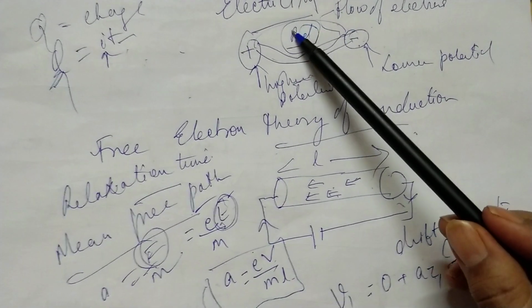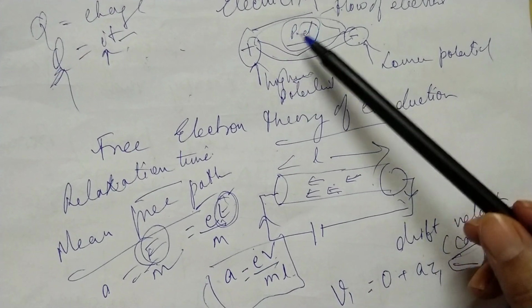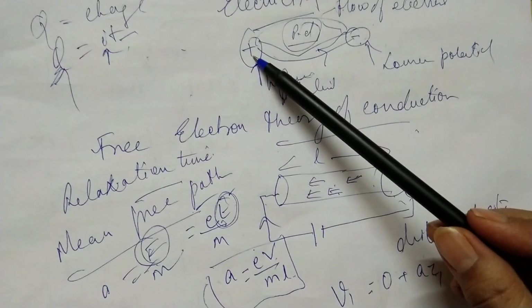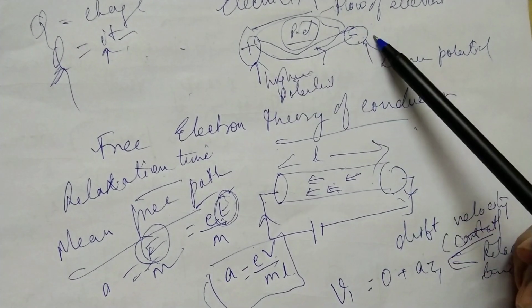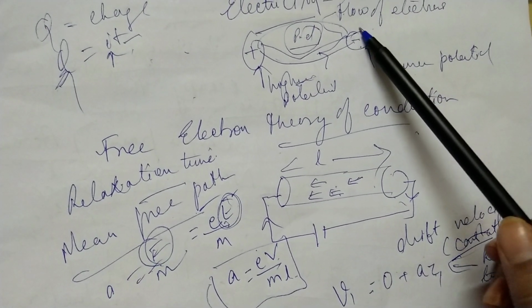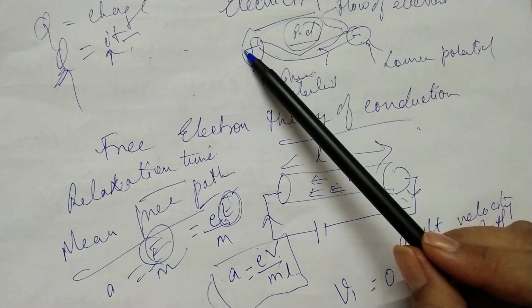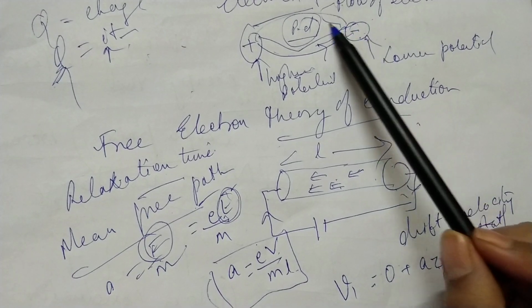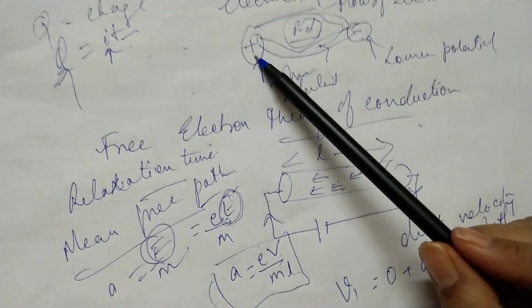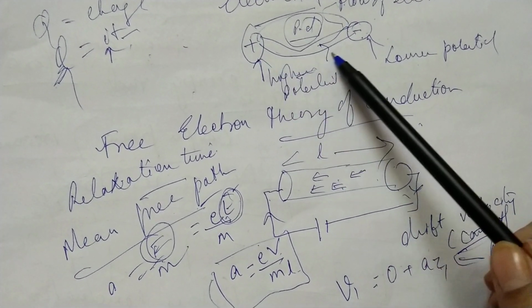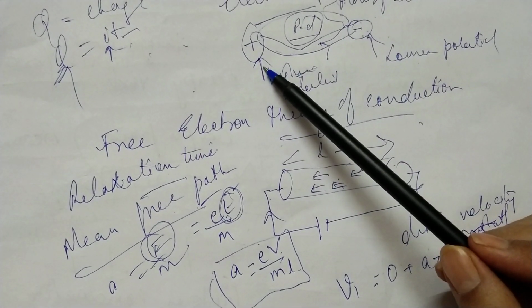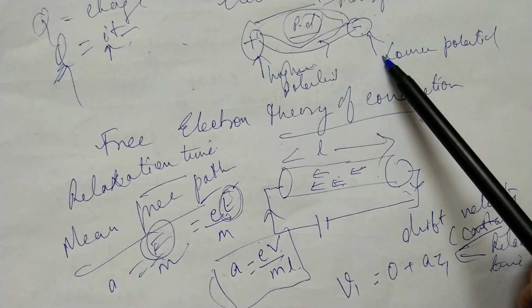Here we have taken the electrons. Suppose you take the case of the conductor, then you find that this is the positive terminal and this is the negative terminal. So what exactly you find is that there is a flow of electrons from negative to positive. The electrons flow from negative to positive, but the current is flowing from positive to negative because the positive is at the higher potential and the negative is at the lower potential.